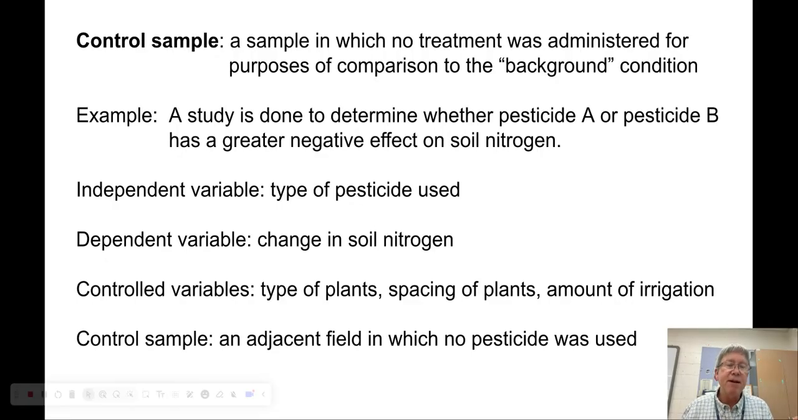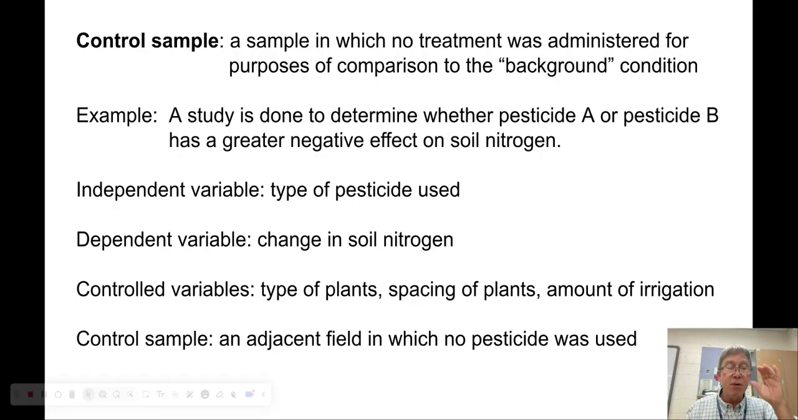All right, so how am I going to measure it? There's different ways. There's nitrogen tests that you could use, but I'm going to look at the change. Okay. My controlled variables, in other words, what else could affect soil nitrogen other than the type of pesticide? Well, the type of plants that I put in the field, as a farm, the spacing between the plants. If you have a lot of plants, they're going to take more nitrogen out of the soil. How much water I put on it, because I guess water could leach that nitrogen out of the soil. All right, so those are all things I'd want to be the same between pesticide A and pesticide B.